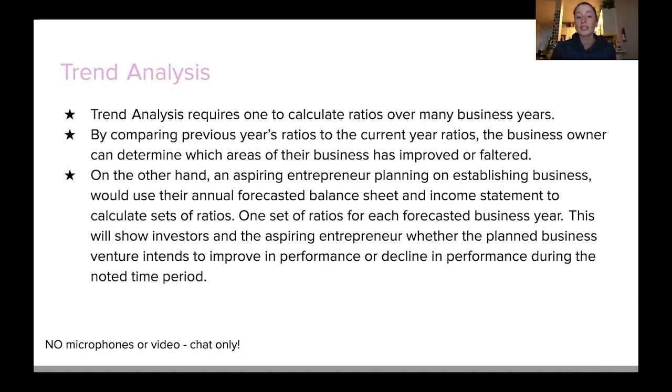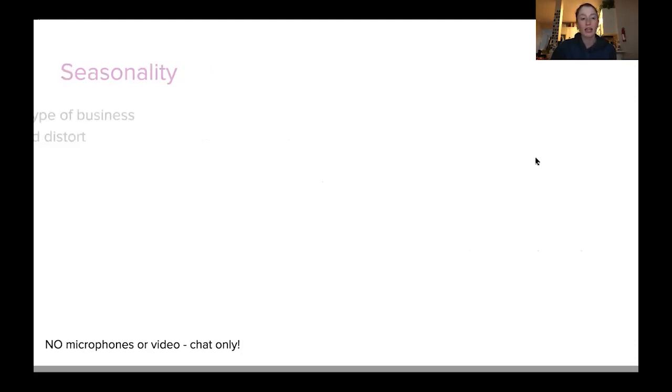So for trend analysis, again, that's taking one company, let's say Nike again, and you do it over several years. You do the same ratios over a course of, let's say, 7 years. And then you can compare them and kind of see what trend they're going in. Is it up? Is it down? Is it up and down? Are they not consistent? That's kind of what investors look for.